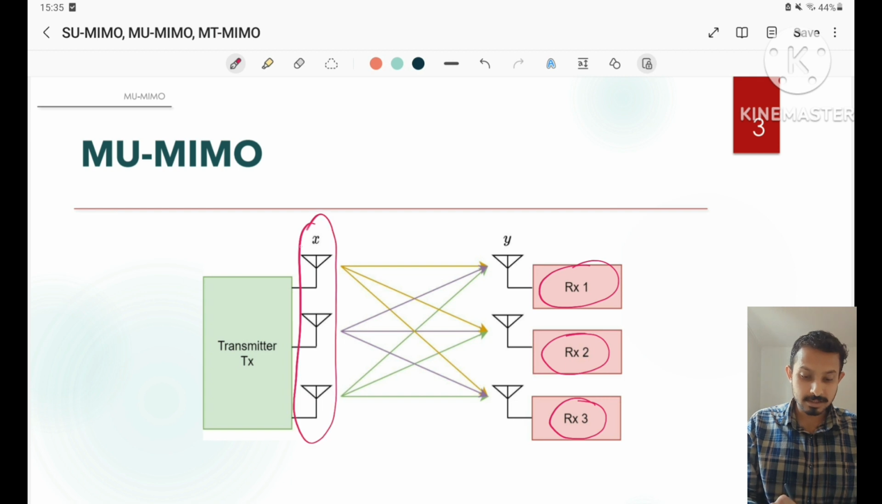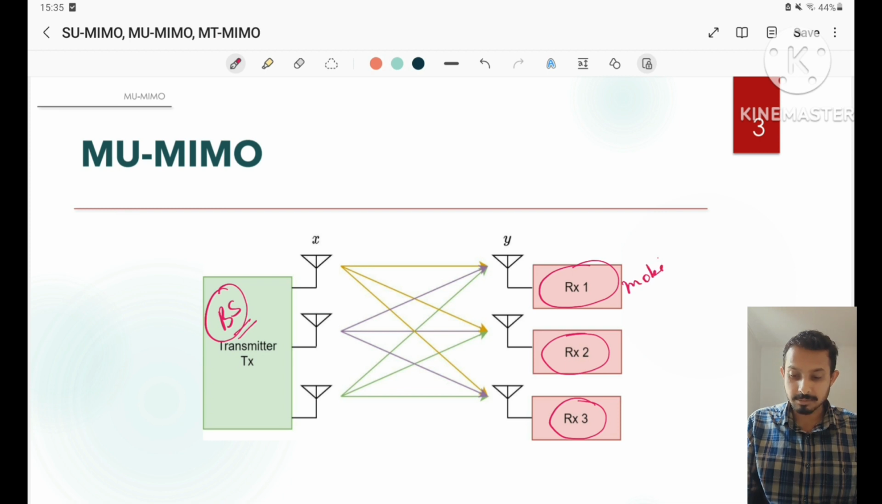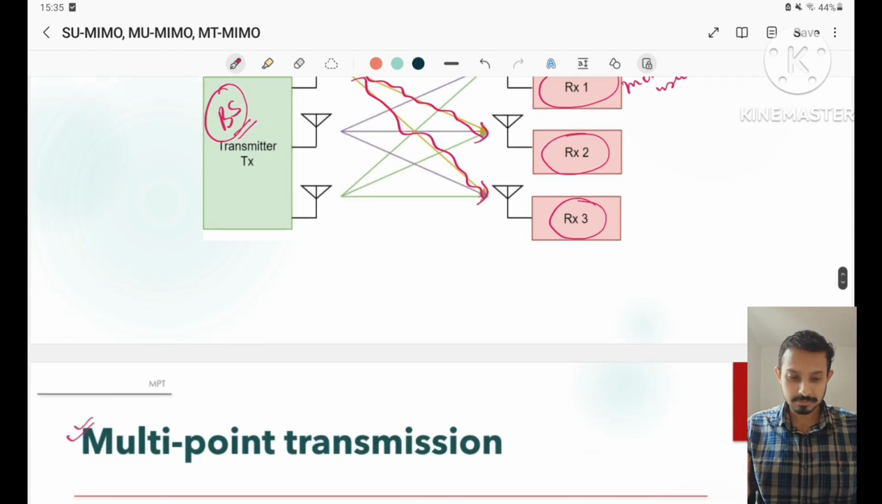Now in multi-user MIMO, instead of a combined receiver, we have separate receivers, whereas the antennas at the transmitter are co-located. A typical example of multi-user MIMO is where the base station is the transmitter and the mobile users are the receivers, and the base station is sending a separate data stream corresponding to each mobile user.